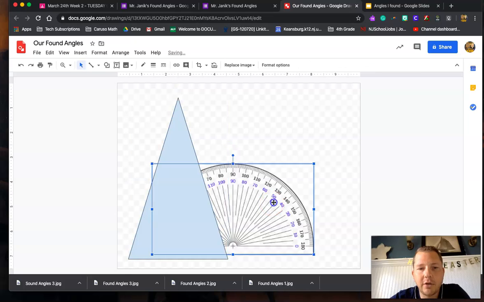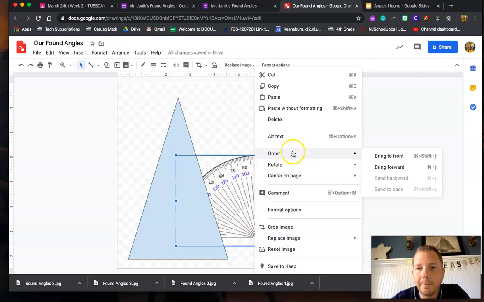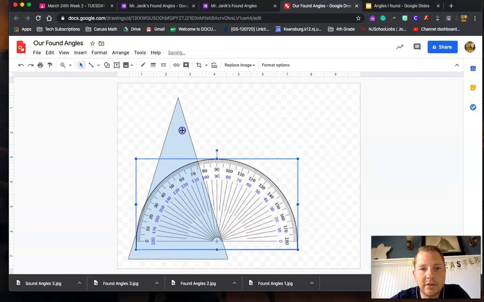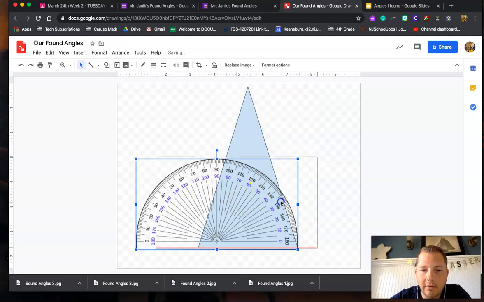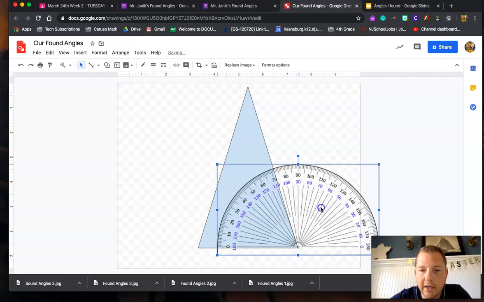Now notice how my protractor went behind my triangle. I'm going to have to move it forward. And now I can see what the measurement is of this angle. Now I'm going to put my protractor down here in the right corner. I'm going to get it as close as I possibly can.